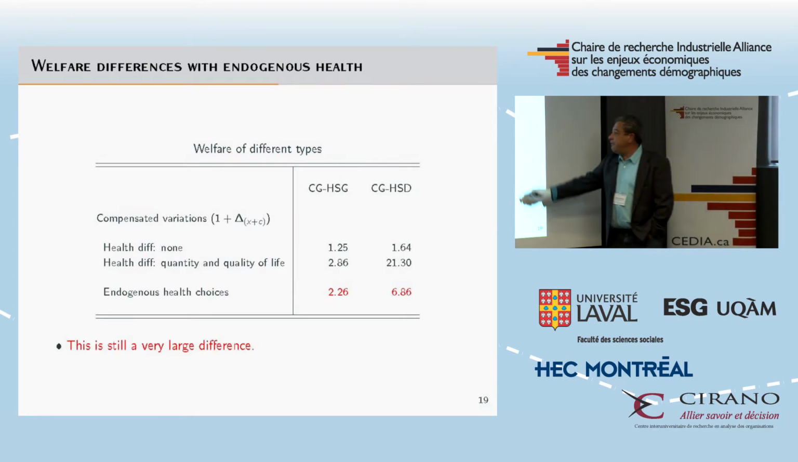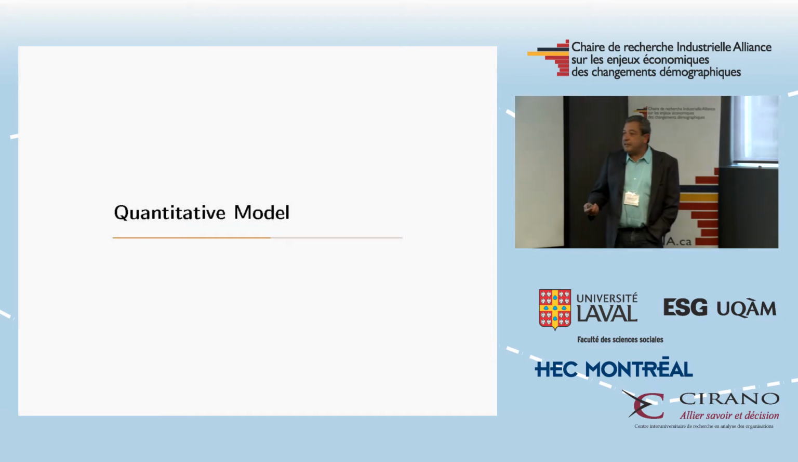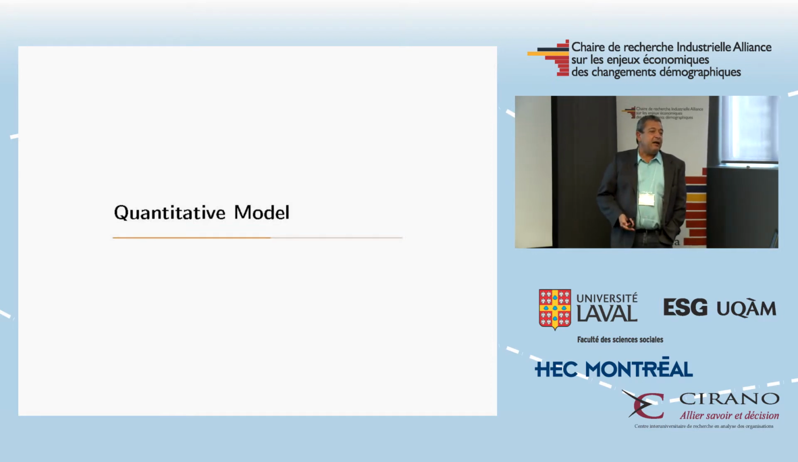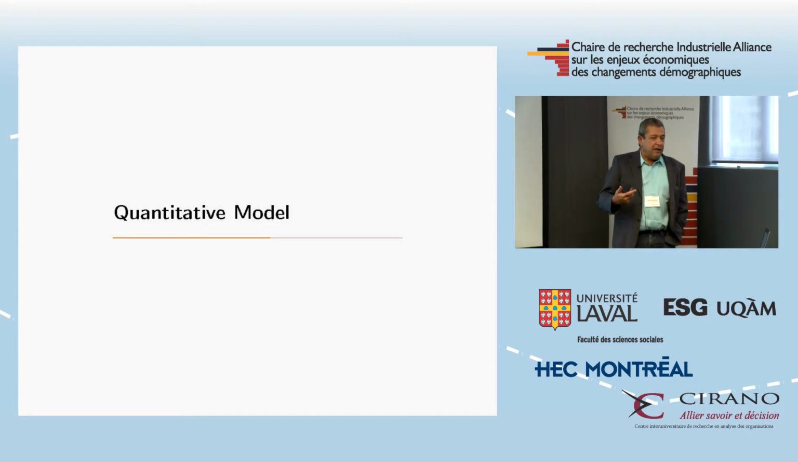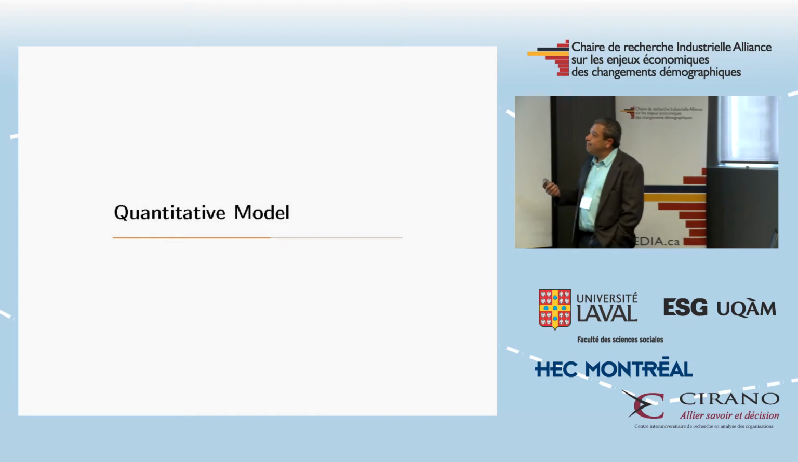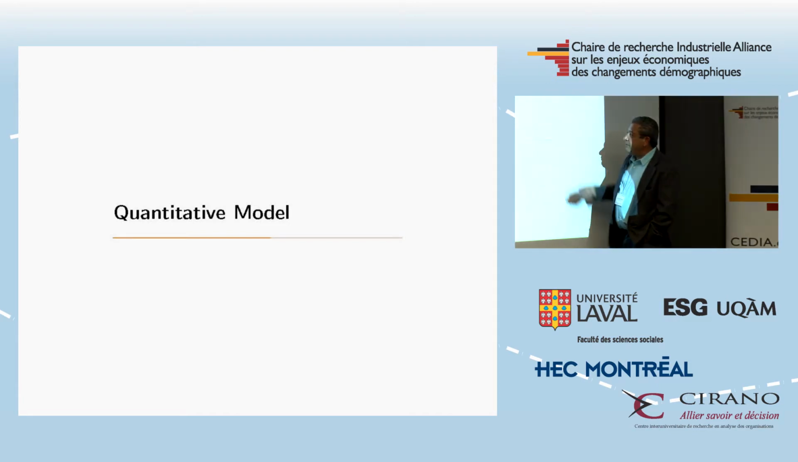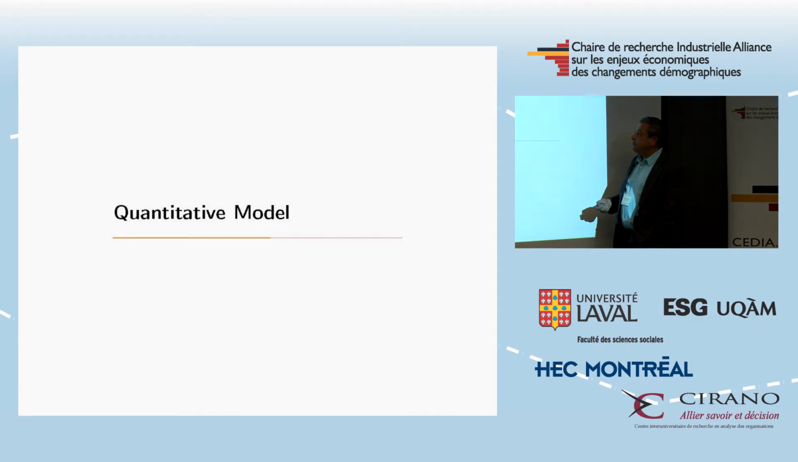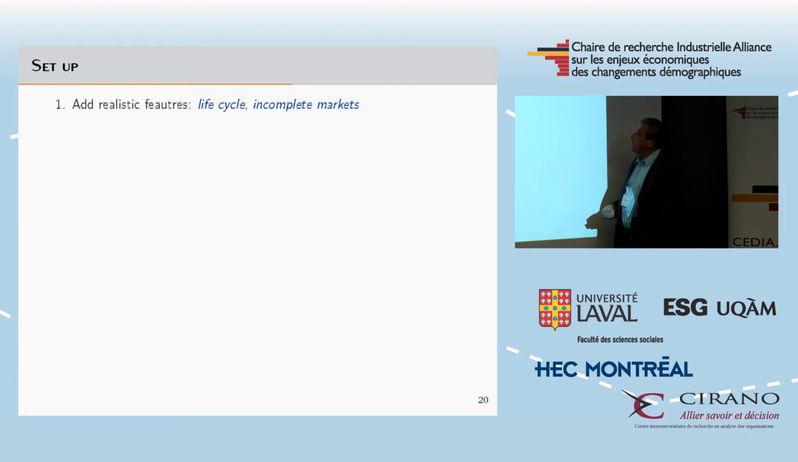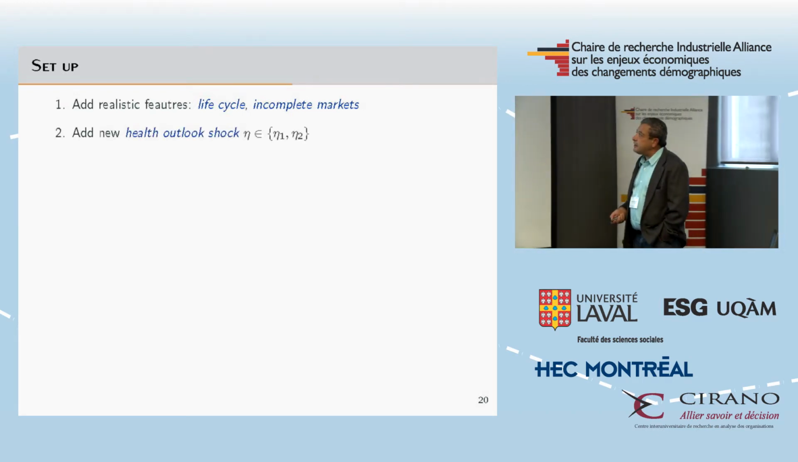So this is still a very large difference. But these numbers are estimated a little lightheartedly. We're just getting them from ratios, assuming complete markets and infinitely lived agents. You want to be more careful and more thorough in estimating. So you want a quantitative model that doesn't take those extreme assumptions, like life cycle with complete markets.